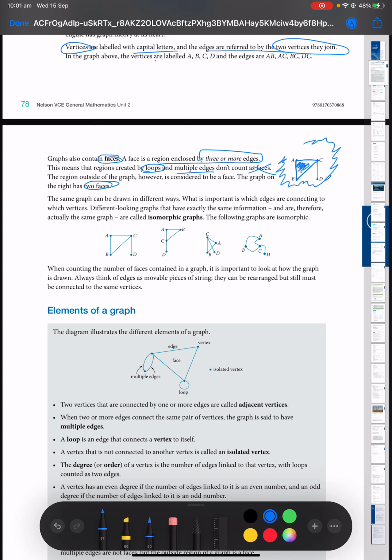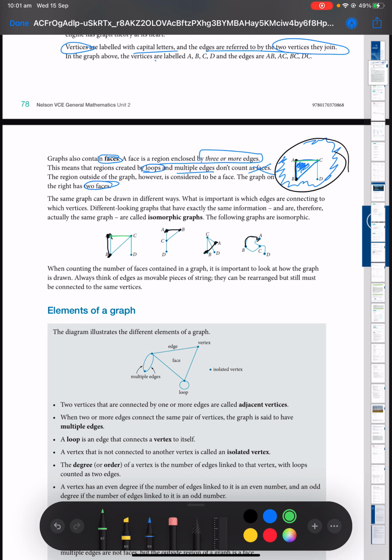This same graph that's over here, okay, we can draw it in a few different ways. Basically, the way that we're identifying it is how many connections are made from one letter to the next. So here, A to B has one connection. A to B, there's one connection. The same way here, we can see A to C, there's one connection.